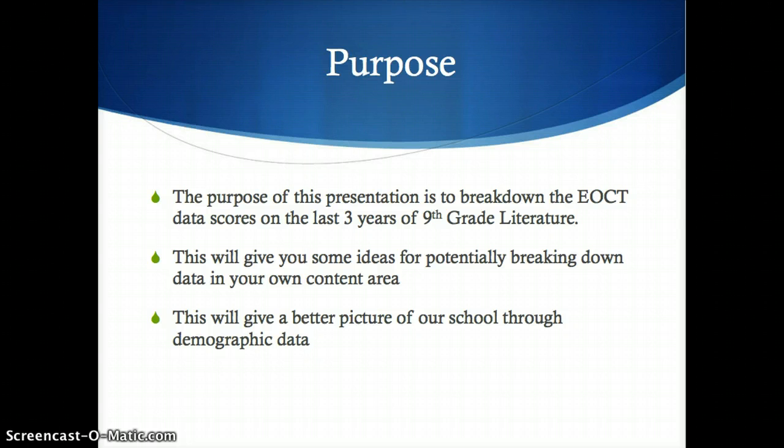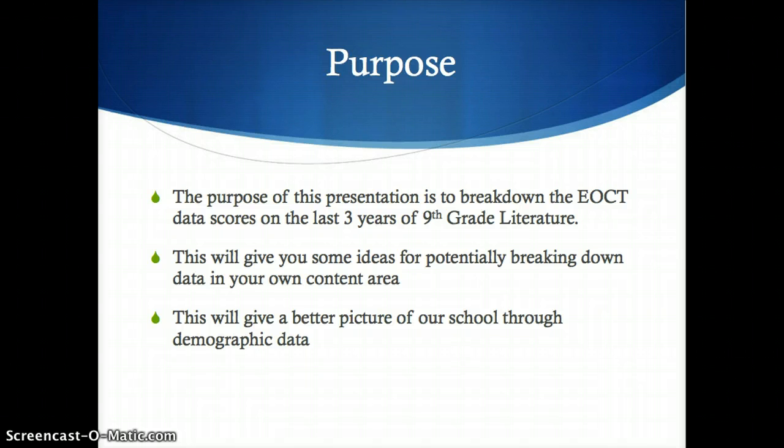The purpose of this presentation is to drill down into our 9th grade literature EOCT data and discover strengths, weaknesses, and potential areas of growth. Hopefully this data presentation will give you some ideas for how to drill down into your own data.